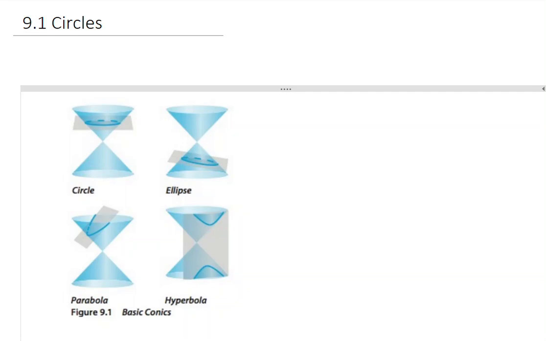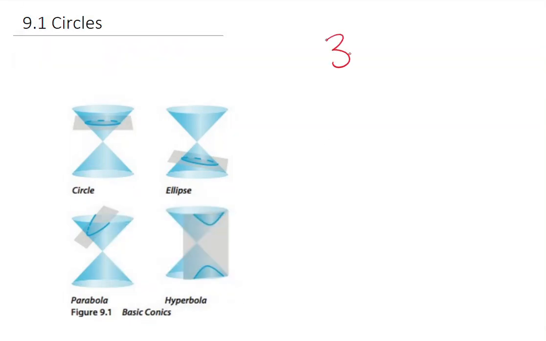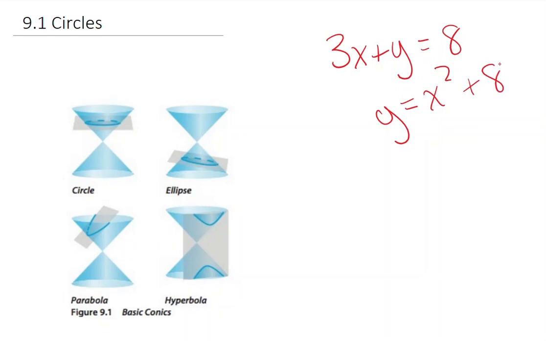If we saw something like this, 3x plus y equals 8, you should be able to look at this equation and tell me it's going to be a what? A line, right? Okay. If I look at this equation, you should be able to tell me it's going to be a what? Parabola. Okay. So we should be able to distinguish these as we move on.